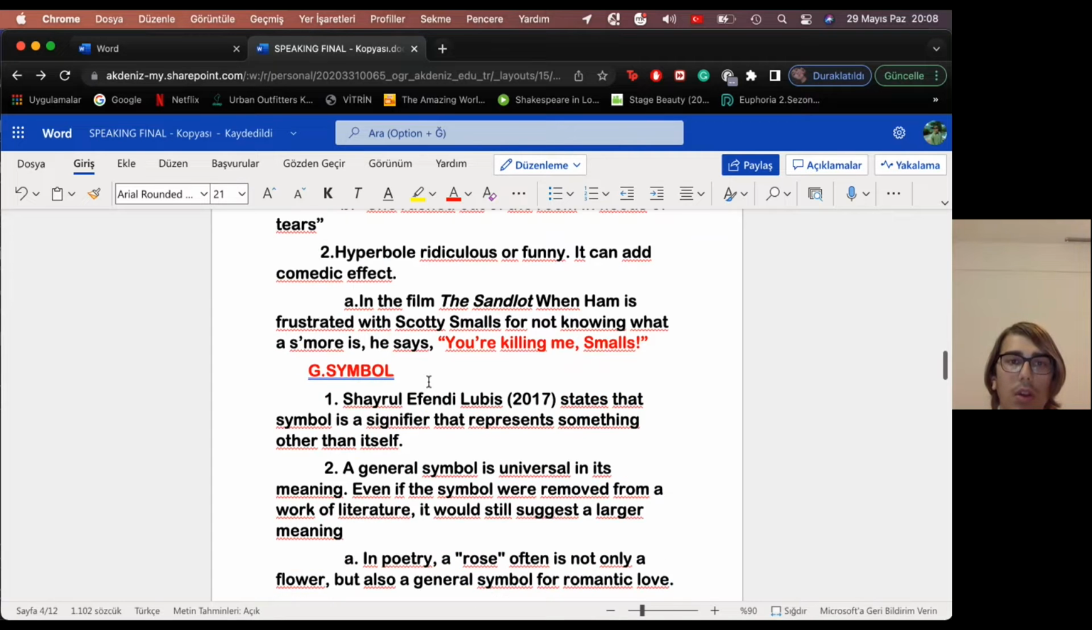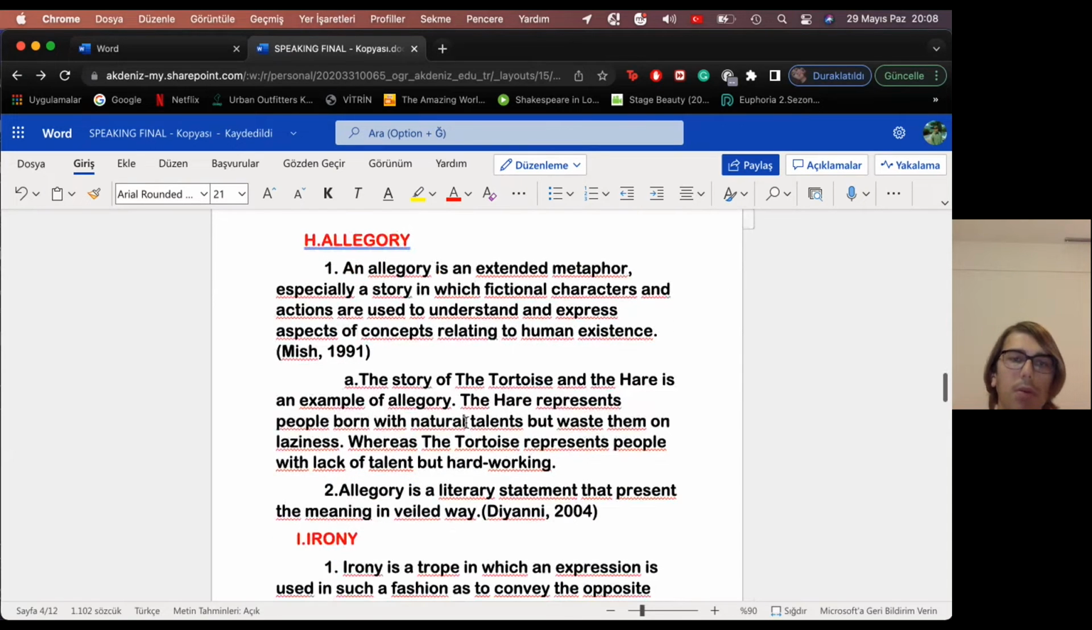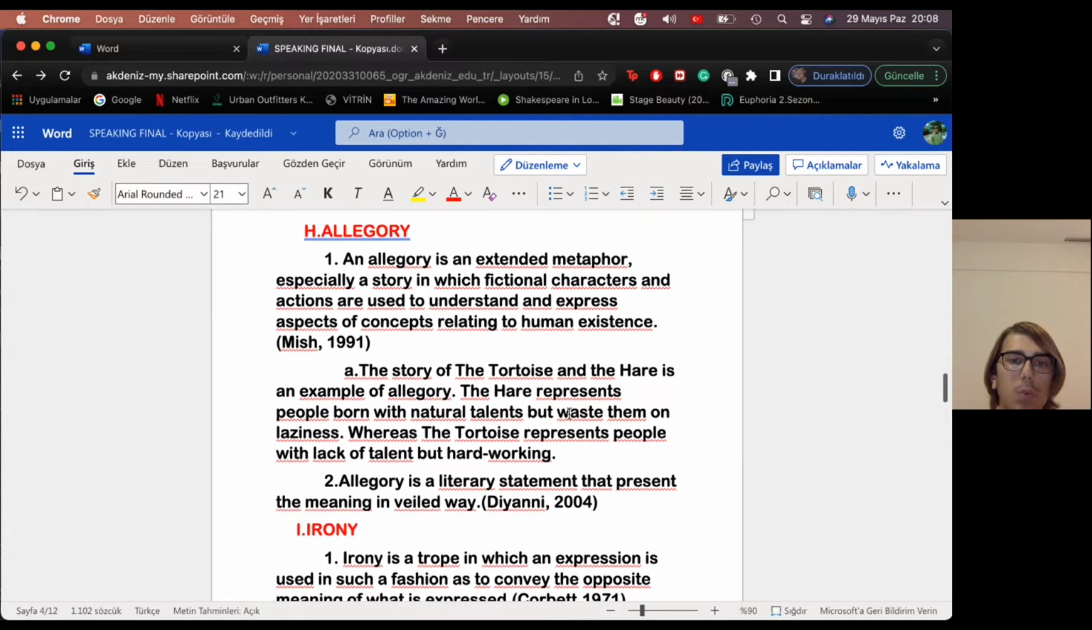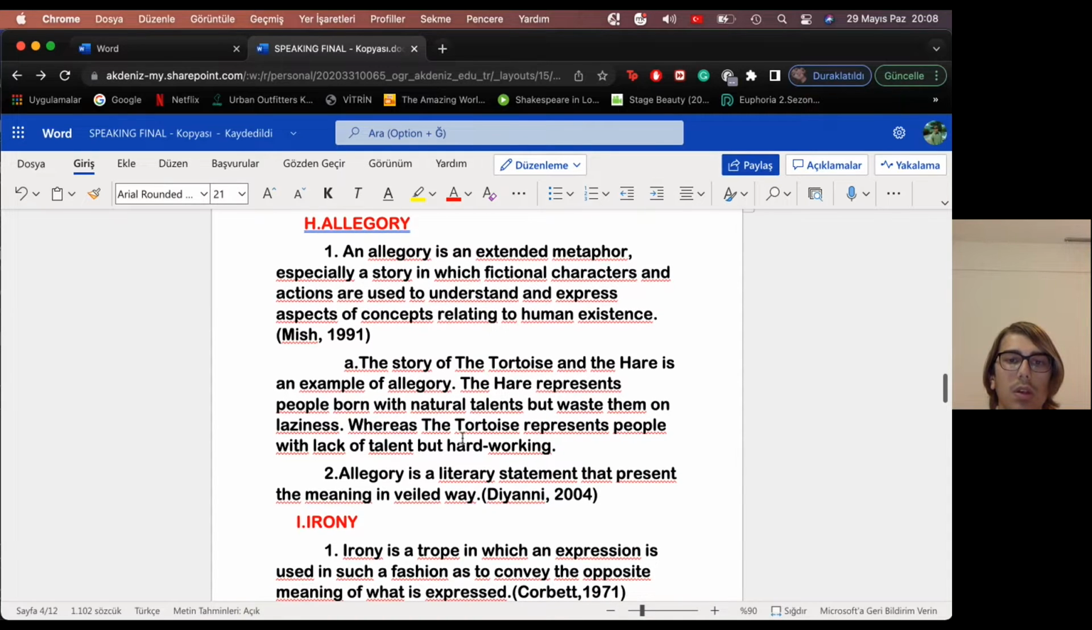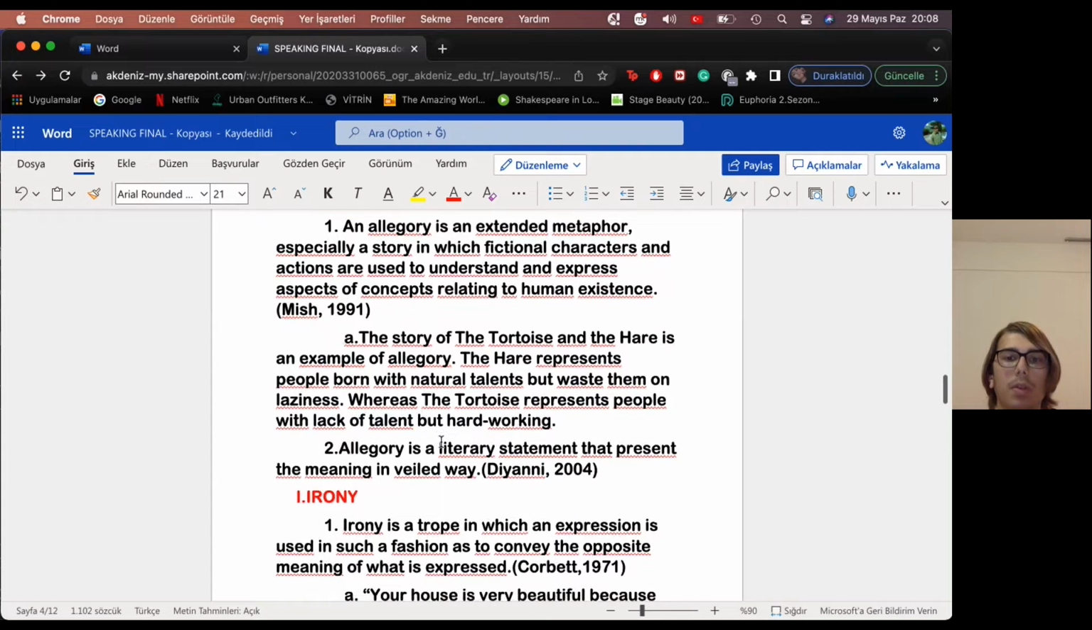So allegory is an extended metaphor. Everyone is familiar with the story of the tortoise and the hare. The hare represents people born with natural talents but waste them on laziness, whereas the tortoise represents people with a lack of talent but that are hardworking in this story.